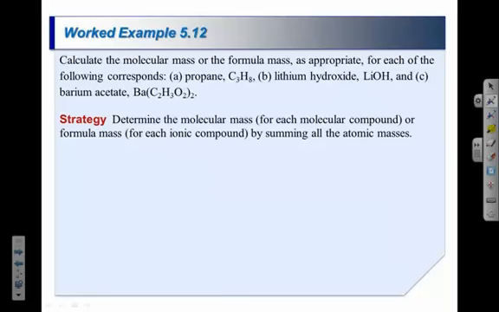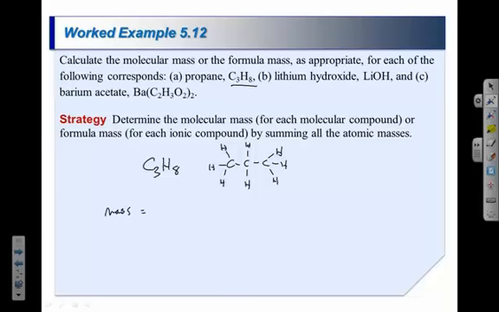Let's just do C3H8. So C3H8 is propane. It has 3 carbons, 8 hydrogens, just the number it needs to complete its noble gas configuration for each carbon and each hydrogen. If I want to know the formula mass, in this case it would also be the molecular mass since it is a molecule. If I want to know the mass of that, I just have to figure out how heavy each carbon and hydrogen is and add them all together.